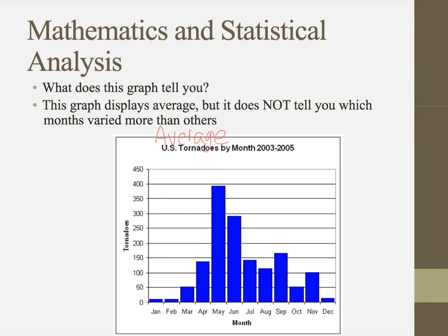So for example, are there always 5 tornadoes in January, or does it range from 0 to 10? Are there always close to 400 tornadoes in May, or some years are there 800 and some years are there 200? Okay, so this gives us some good information, but it doesn't tell us anything about the spread of the data during those months.